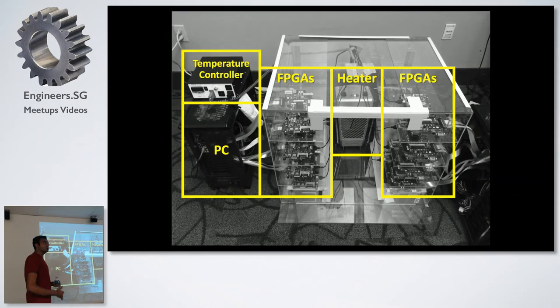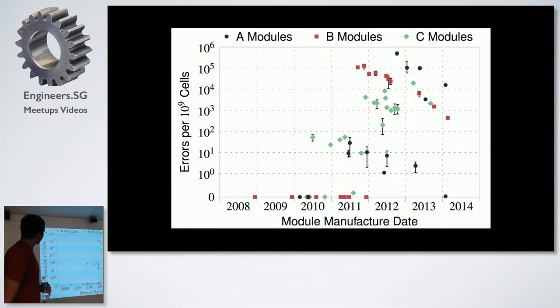Turns out. So these are some graphs that they found. Three manufacturers here: A, B, and C are different manufacturers. They don't want to expose them. So these are three different manufacturers, and the graphs show the errors per cell against the year the DRAM chip was made.